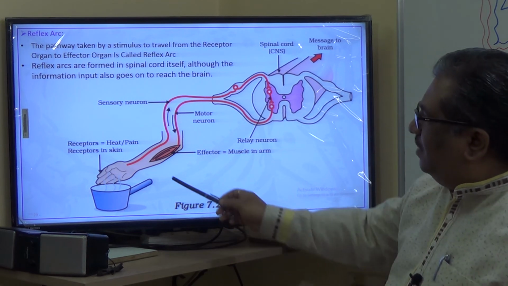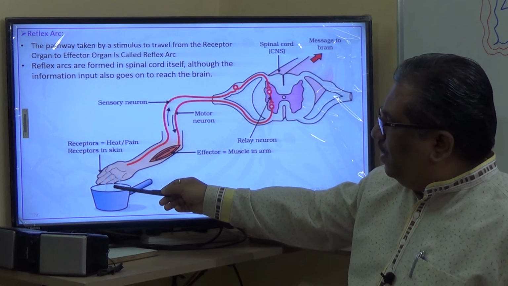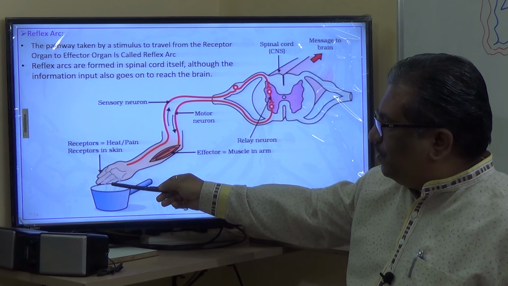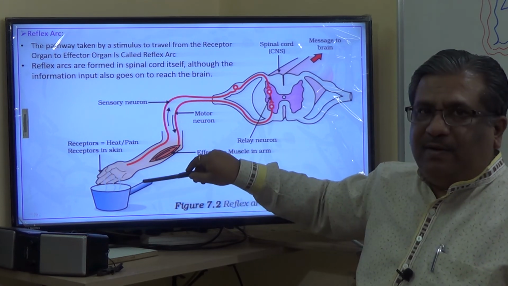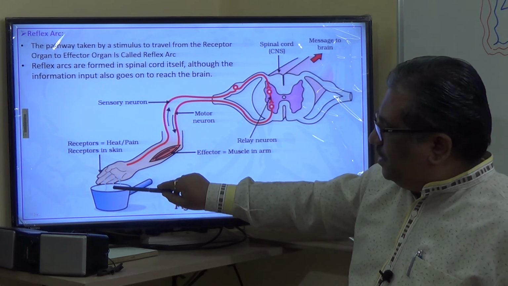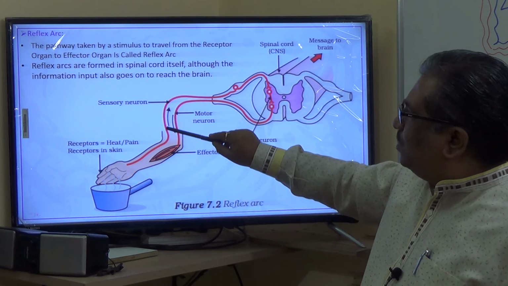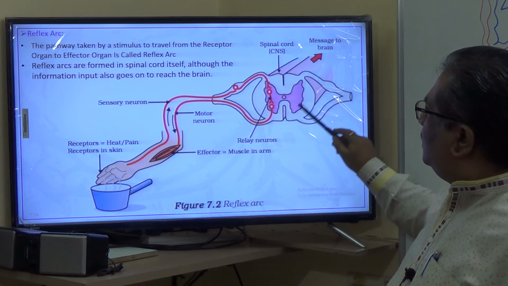So as I said, here it is a hot plate. This is the steam basically. The moment the hand comes in contact with the high temperature of the steam, he or she will be able to withdraw the hand. That is because high temperature is a stimulus. The stimulus travels through the sensory neurons, reaches the spinal cord, and this is a modulator.